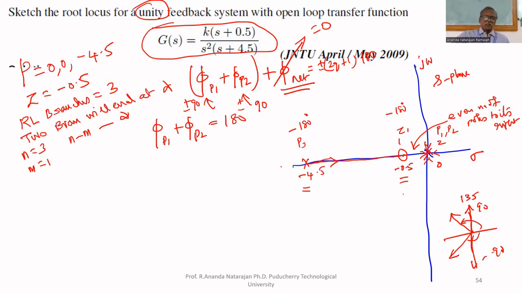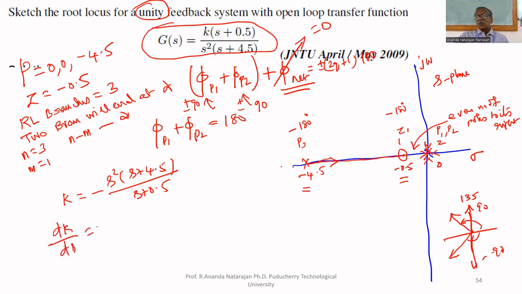But it is not so in this sum. There is a breakaway point. If you find a breakaway point, you will get it. For that, what we have to do? K equal to minus (s square plus s plus 4.5) divided by (s plus 0.5). This is K. What is dk by ds? You can say no breakaway point by finding this only. Mathematically, we have to prove that there is no breakaway point. dk by ds equal to what? The denominator is (s plus 0.5) whole square.